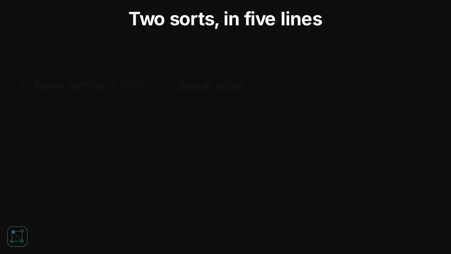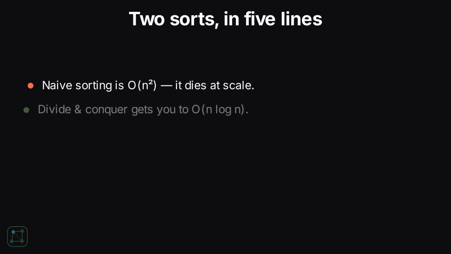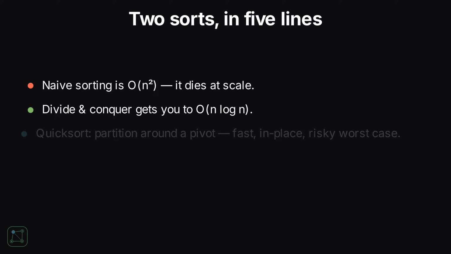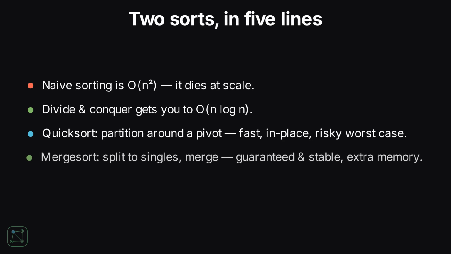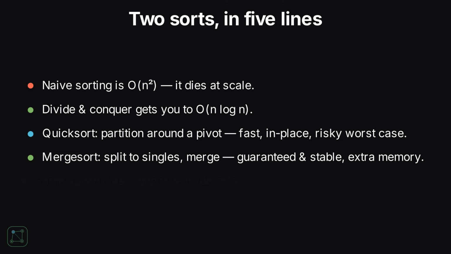Recap. Naive sorting is n squared and dies at scale. Divide and conquer gets us to n log n in two ways. Quicksort partitions around a pivot, fast and in place, but a bad worst case unless you randomize. Mergesort splits to single elements and merges, guaranteed n log n and stable at the cost of extra memory. Same speed class, opposite trade-offs.